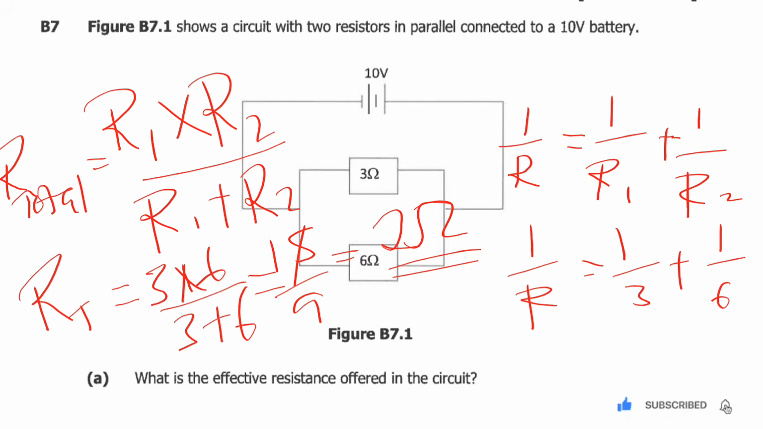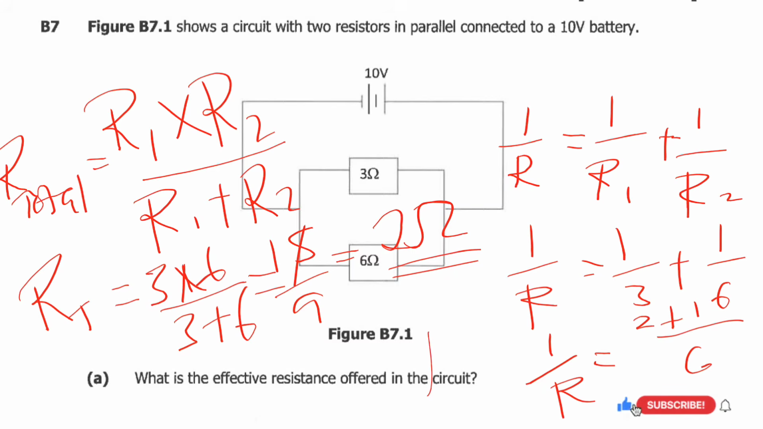This is very simple, so you can solve the other side. The common denominator is 6. So 1 over R equals 2 over 6 plus 1 over 6, since 3 into 6 is 2 times and 6 into 6 is 1. Then add 2 plus 1 is 3. So 1 over R equals 3 over 6.